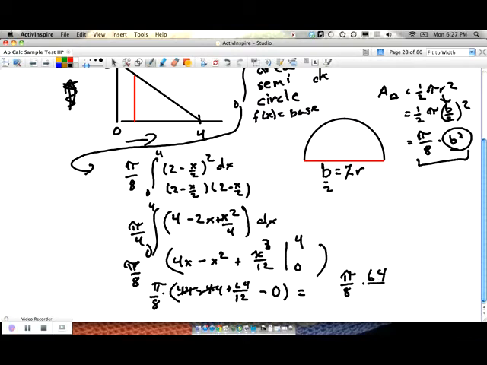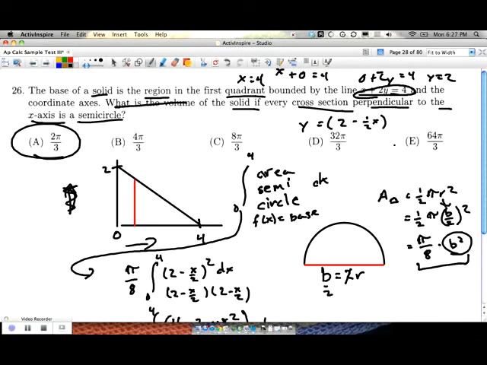So we got pi over 8 times 64 over 12. Hey, look at this convenience. 8 and 64 reduced to 1 and 8. And 8 over 12 reduces to 2 and 3, because 4 goes into 8 twice and into 12 3 times. So that means I have 2 pi over 3. The answer is A.